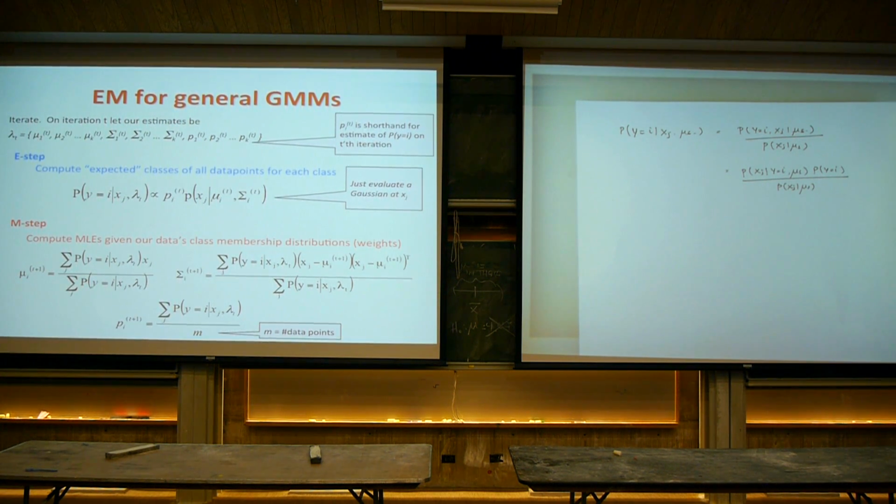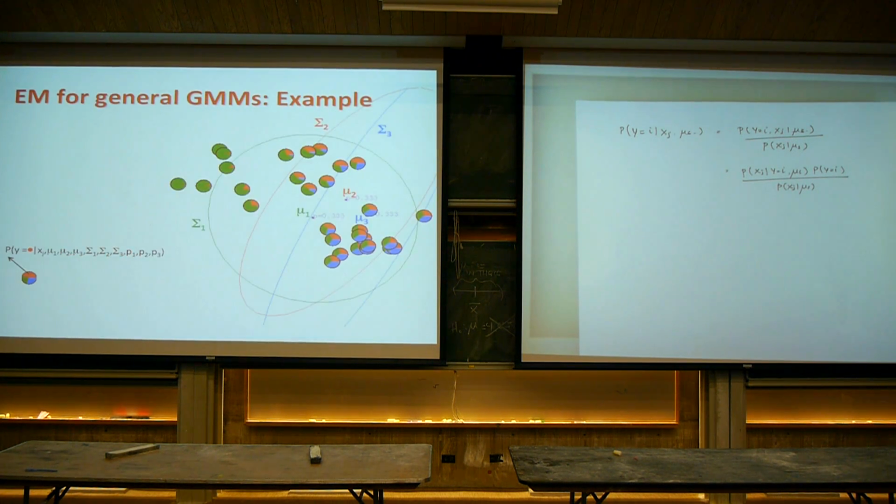Let's look at an example, and hopefully this will become even more clear then. So here are some data points. First let me tell you what is shown here. Every circle represents a data point, and the color shows essentially the expected label at that iteration. You can think of it as a pie chart, which indicates the probability that this point comes from the green component, or the red component, or the blue component.